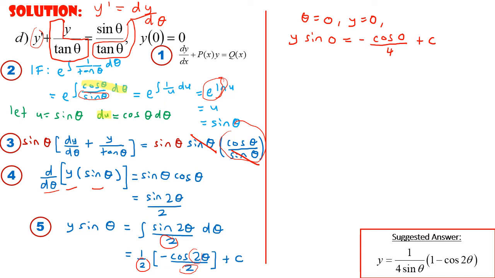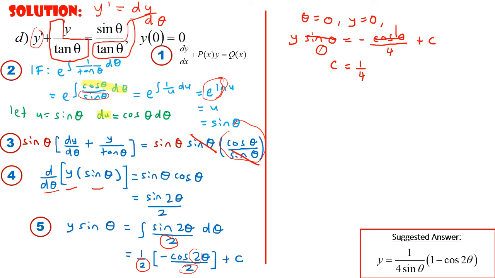And actually this one is a particular solution. So we also substitute the value of theta and y. So when theta is 0, y is also 0. So y sin 0 equals negative cos 0 over 4 plus c. Right. So what is the value of sin 0? Sin 0 is actually 0. And then cos 0 is actually 1. So 0 times y is 0. So the value of c is 1 over 4.